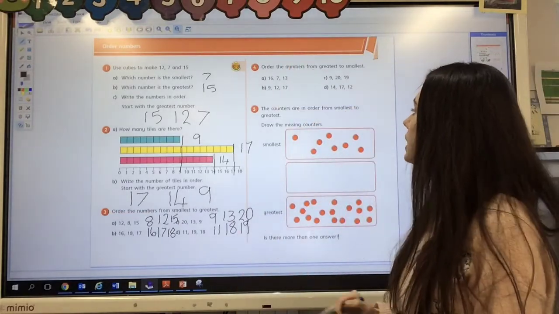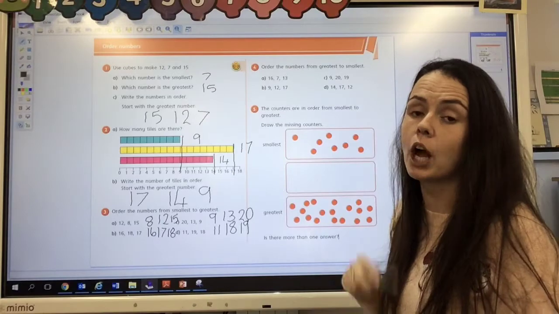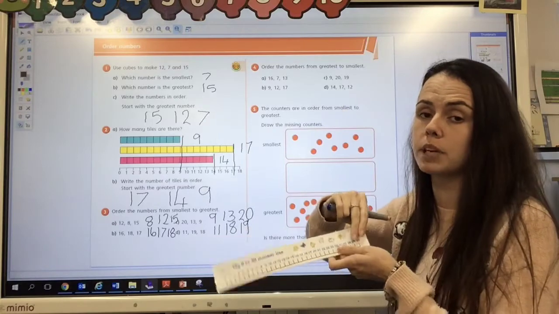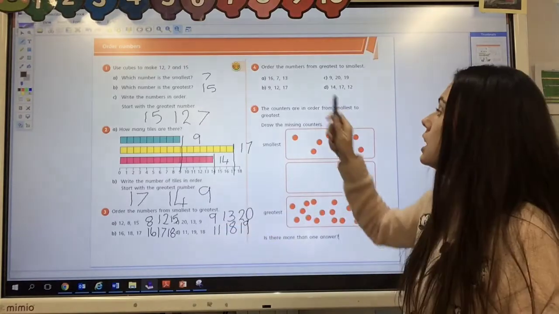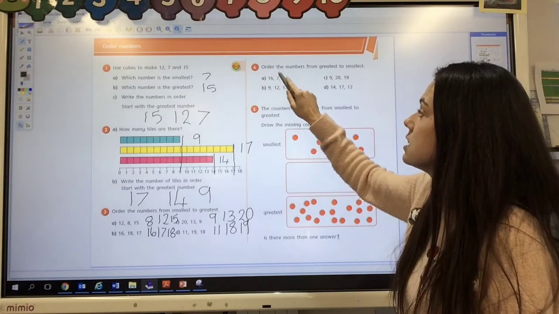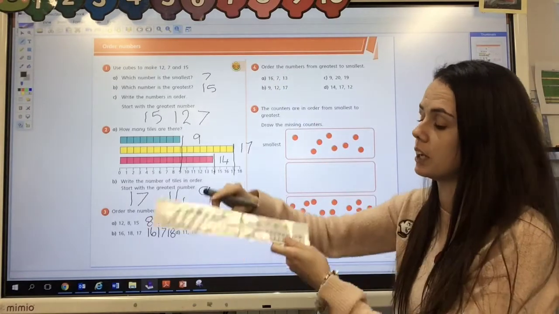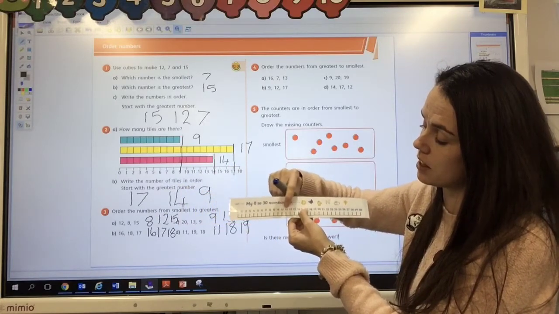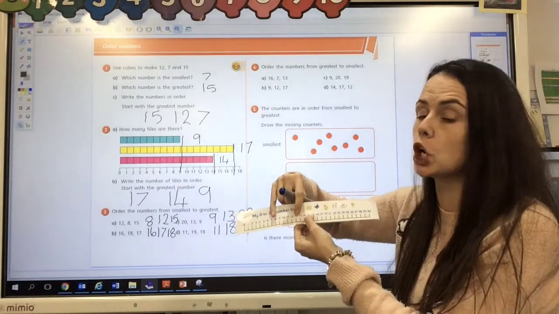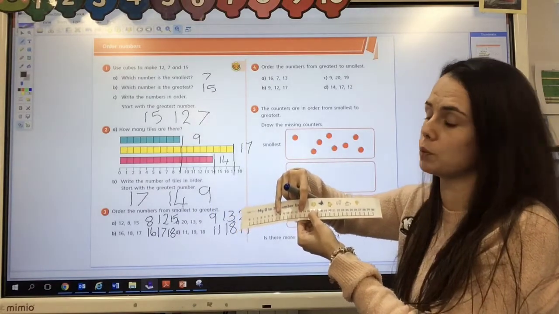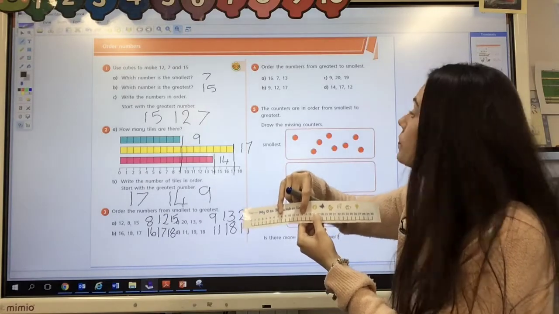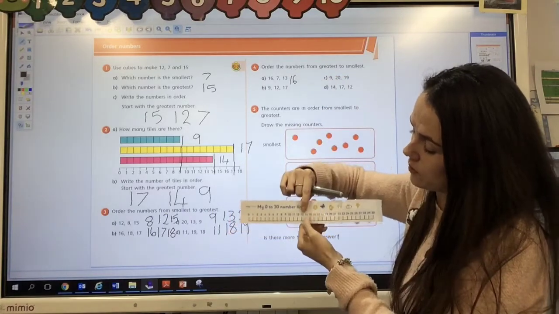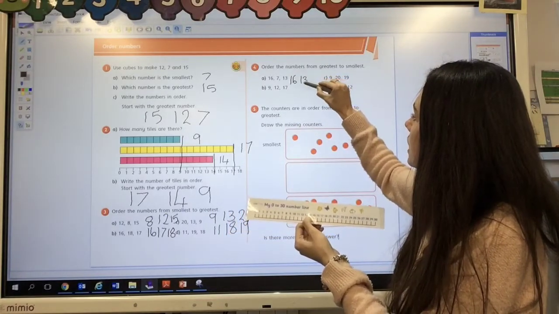Question 4 up here is asking us to do the same thing, but the other way around. It's asking us to order them from greatest to smallest. So the higher up the number line to the lower down the number line. Our first one is looking at 16, 7 and 13. So we're looking for 16, which is here, 7, which is here, and 13 is here. Now this time we're not looking for the one that's closest to 0, we're looking at the one that's higher up the number line, so the one that's closest to me. And 16 is first, and then we've got 13, and then we've got 7.